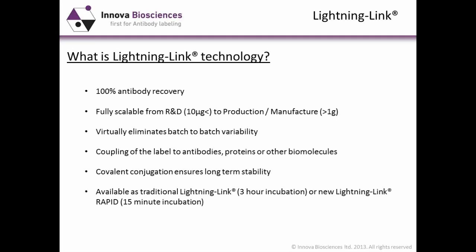LightningLink is fully scalable. We sell kits that allow you to conjugate as little as 10 micrograms of antibody, but we can also scale this up and manufacture batches in excess of 1 gram of alkaline phosphatase antibody conjugates. The simplicity of the kit virtually eliminates batch-to-batch variability, and indeed allows you quite easily both to label antibodies and other proteins or molecules. The bond itself is a covalent bond, and as I mentioned before, it's a simple reaction, and for alkaline phosphatase is complete within 3 hours.